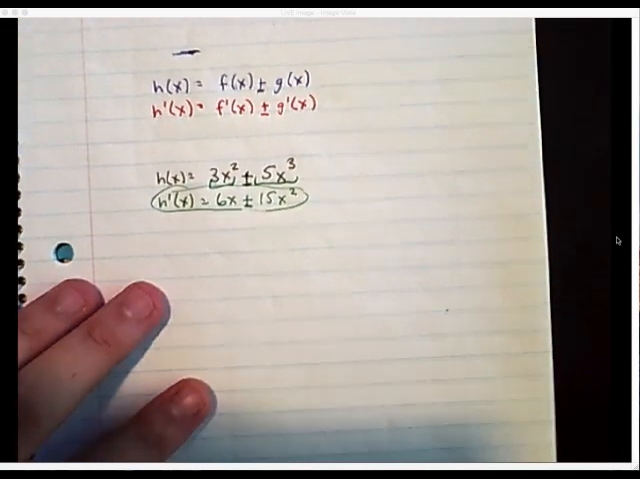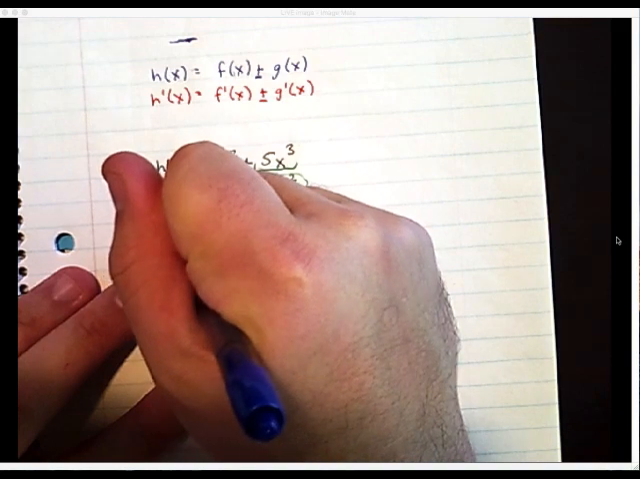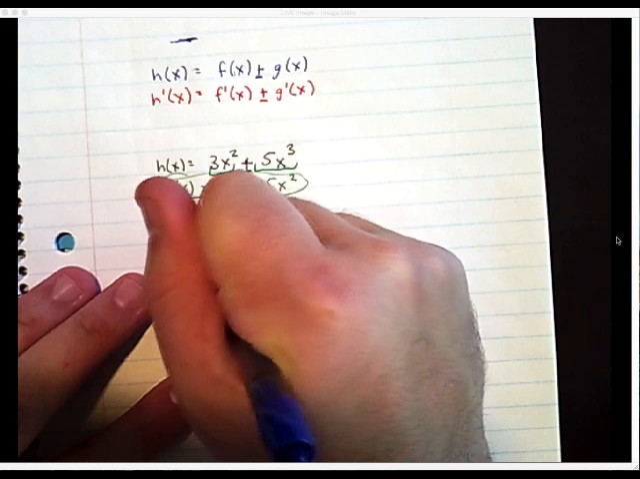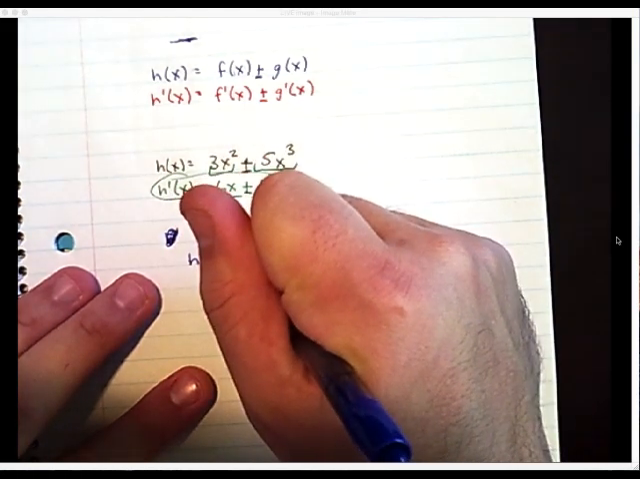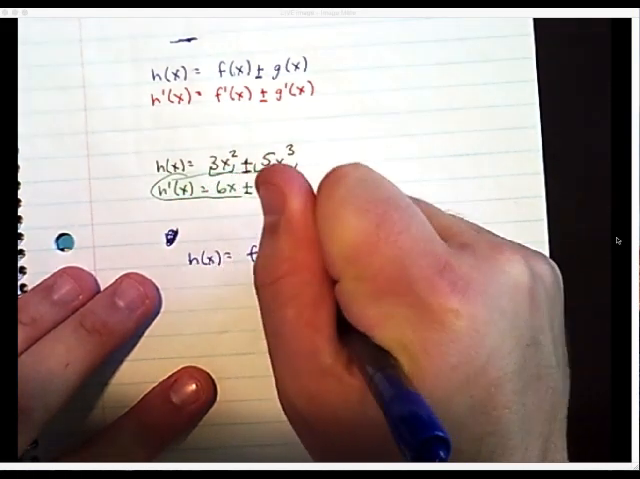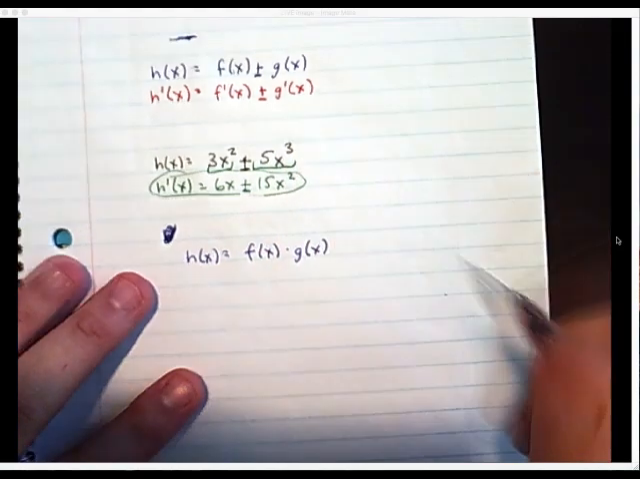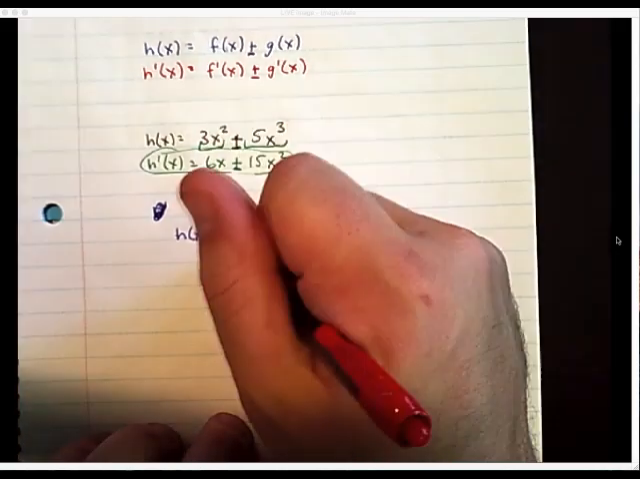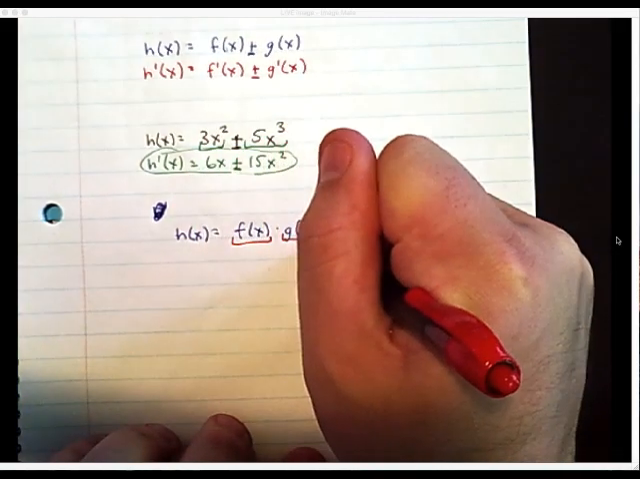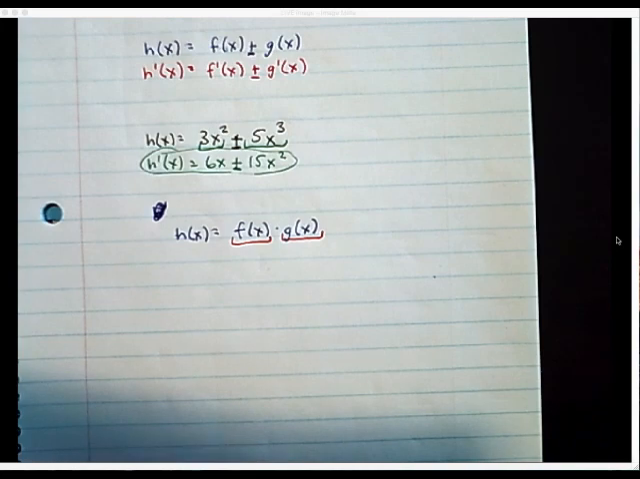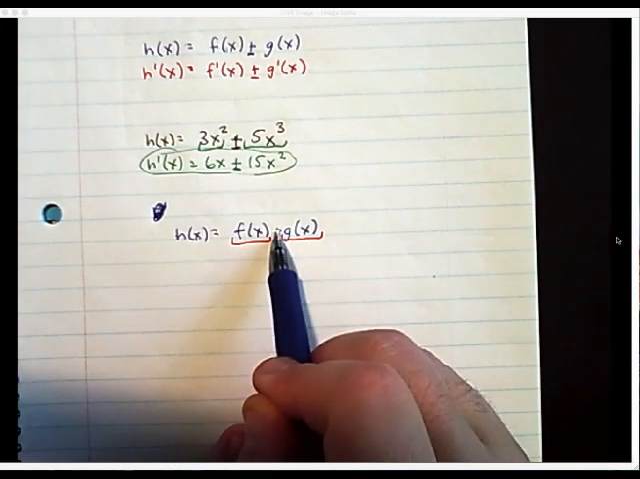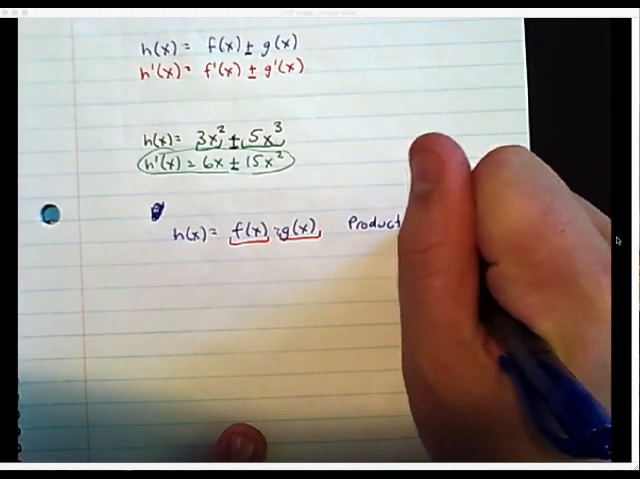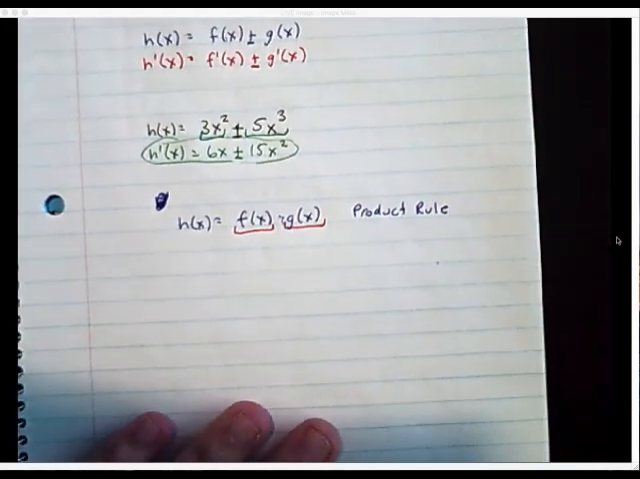But when this turns into a product, let's say it was a product instead. Let's say that h of x equaled f of x times g of x. You can't do the same thing. It's not that easy. You don't just take the derivative of this times the derivative of this. Since the function is a product of two things, what we're going to learn today is what's called the product rule. We have to use the product rule.